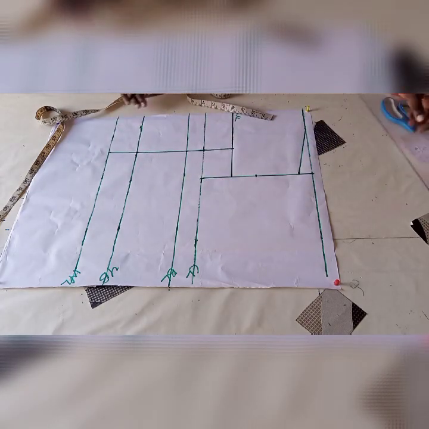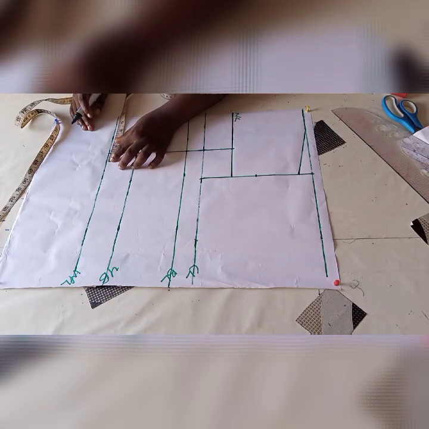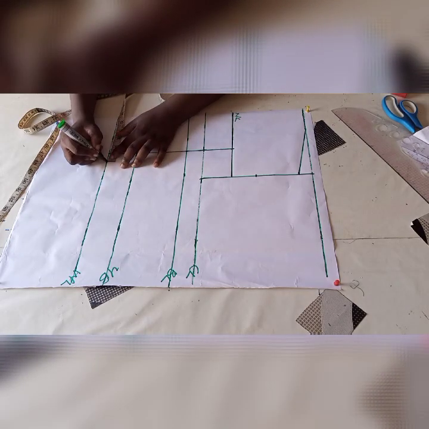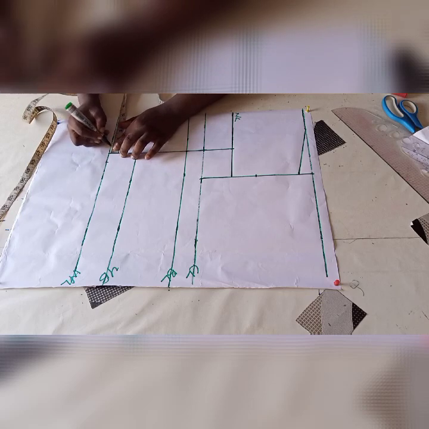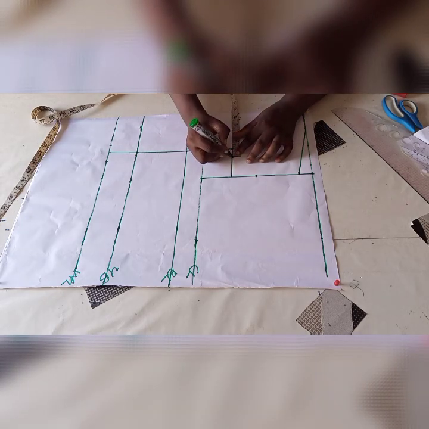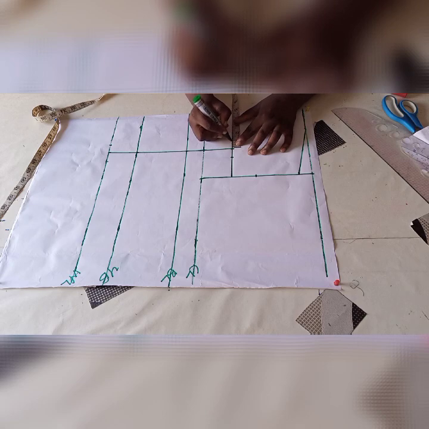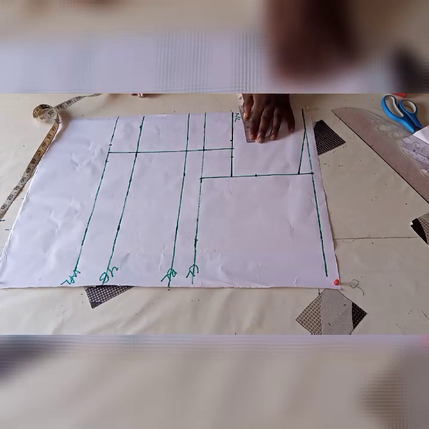This is it. So you come to the waistline. For our darts, we remove 1 inch from here, 1 inch from this side also. You come to the neckline also, you measure the same 1 inch at both sides. So this is our 1 inch.